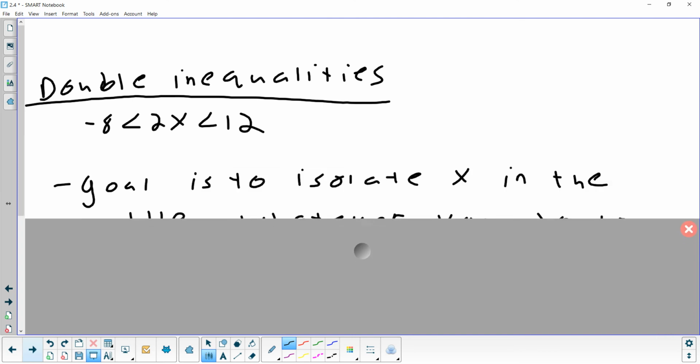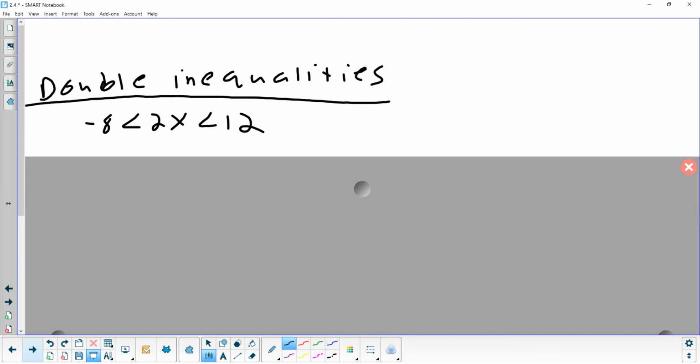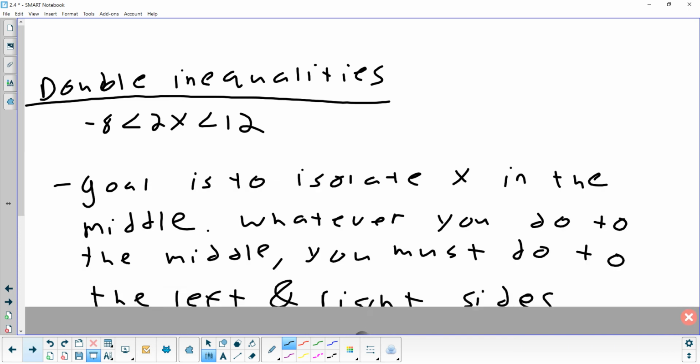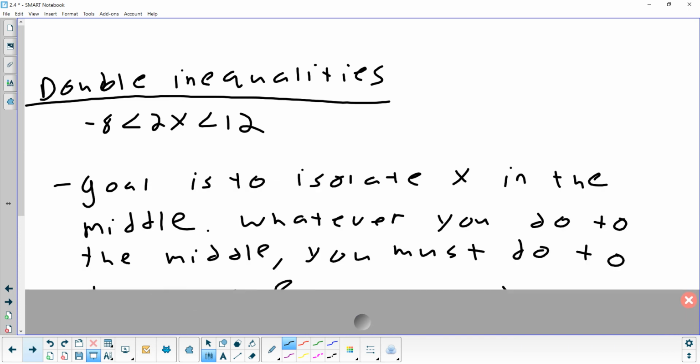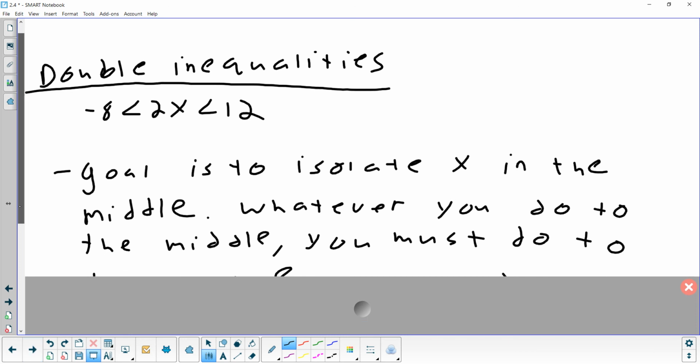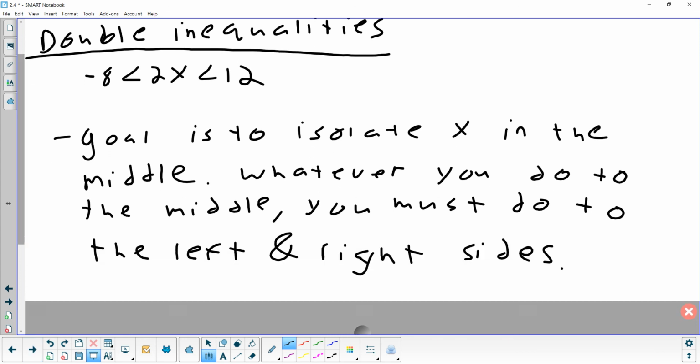All right, so let's look at what happens when we have, it's kind of like a double inequality, or a compound inequality. Usually when we write a compound inequality, though, we want x alone in the middle. We don't want to have something like this. So the goal with a compound or a double inequality is to isolate the variable in the middle.